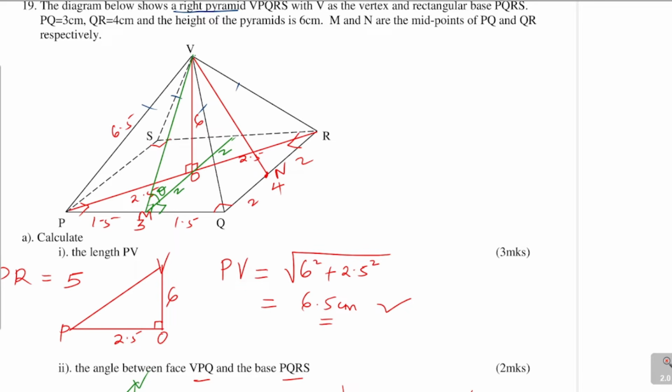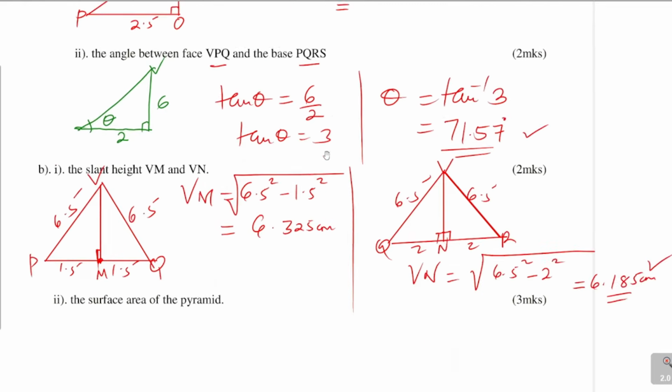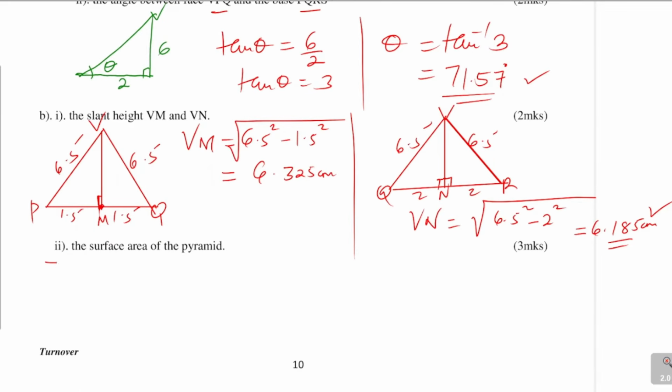The bottom face is a rectangle. The area of that rectangle, PQ is 3 and QR is 4. So the bottom plane, the area is length times width. That is a rectangle. So 3 times 4, like that. That is the bottom. Then we add.